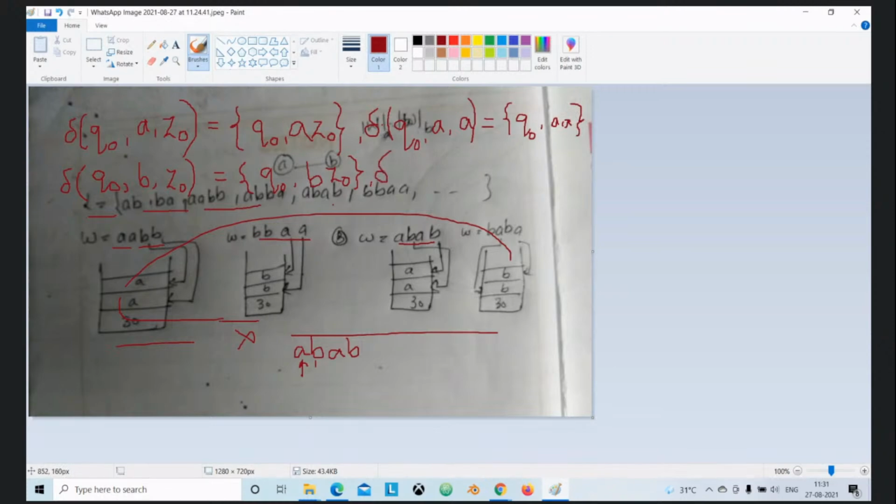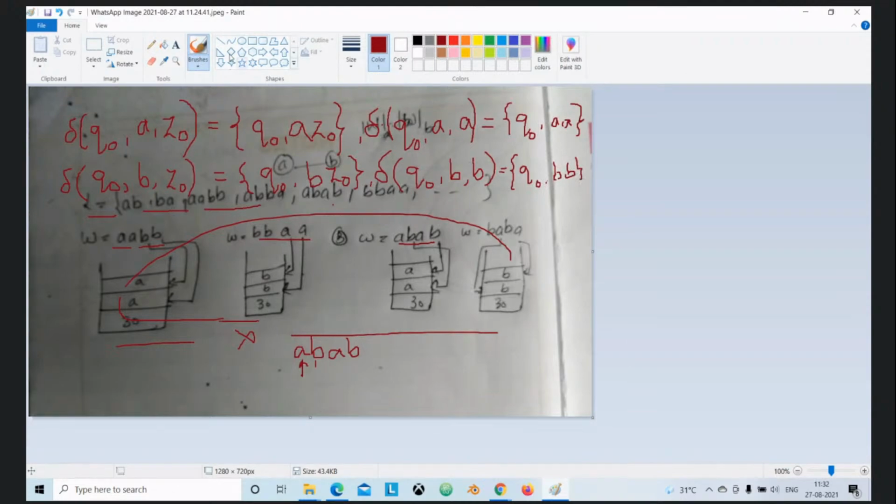Likewise, for B also we have to do it. So if we are in the state Q naught and the string we are reading is B and the top of the stack is B, let's suppose, in this case also we'll do a push operation. So this will be B.